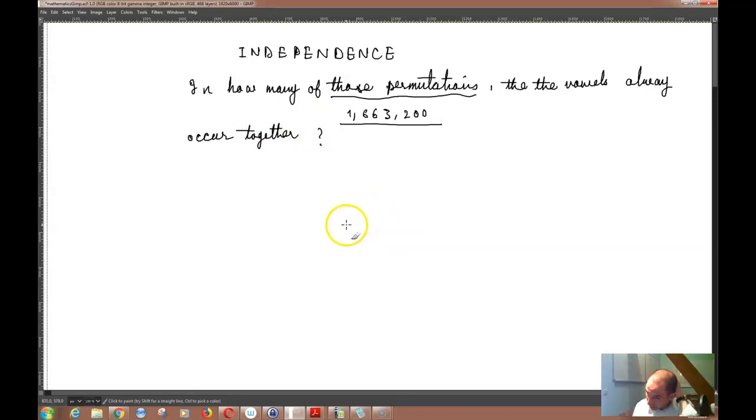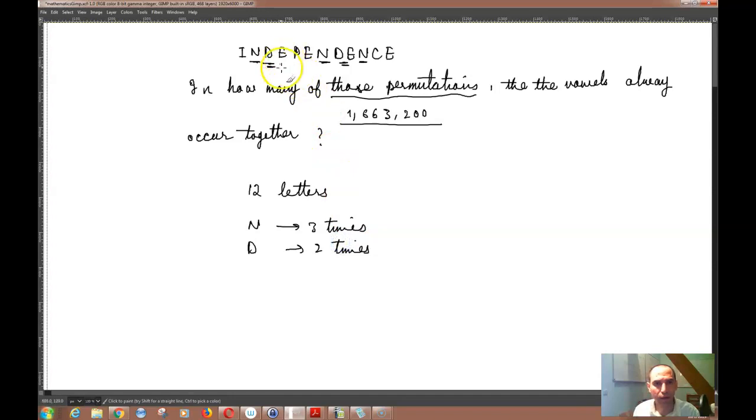So in order to calculate that, basically in the word independence you have 1, 2, 3, 4, 5, 6, 7, 8, 9, 10, 11, and 12 letters. You have 12 letters. There are letters that repeat themselves. For example, N occurs 3 times. D occurs 2 times. And E occurs 3 times. Independence. So one of them is supposed to occur 4 times, if I'm not mistaken.